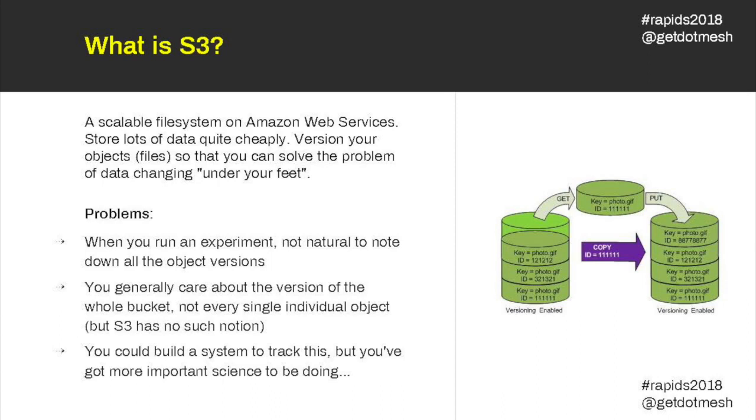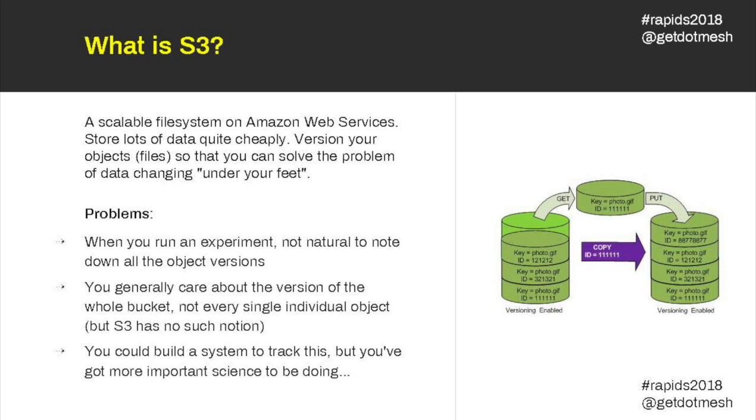S3 is a scalable file system on Amazon Web Services. It's a little bit unfair that I just refer to it as S3 because object storage is also available from other vendors. So you can get Google Cloud Storage from Google, and you can get Azure Blob something. I don't know why they called it Blob. But Azure from Microsoft have a service called Azure Blob Store. And all three of them support versioned buckets. Annoyingly, they all support versioned buckets in slightly different ways with slightly different semantics.